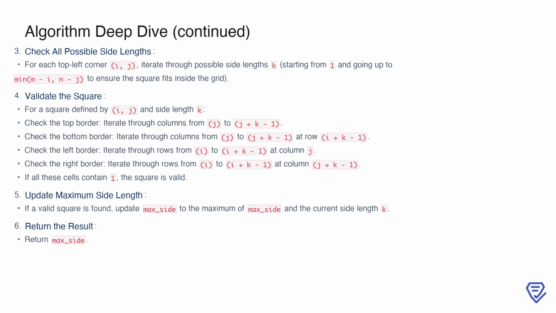If all these checks pass, the square is valid, and we update max_side to the larger of its current value or the side length of this square. Finally, after evaluating all possible squares, we return max_side as the result.